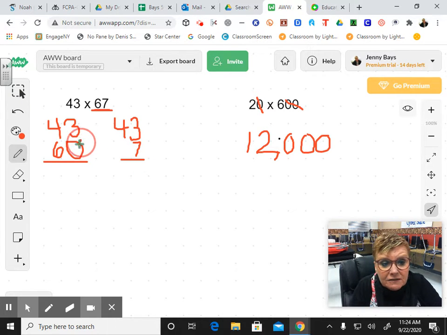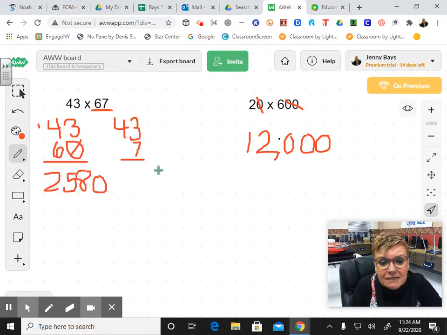Now remember that magic zero. So 6 times 3 is 18. Got 1 to carry. 6 times 4 is 24, plus the extra makes 25. Now remember that zero. When I get finished, I always go back and get my zero and stick it on the end. There we go.